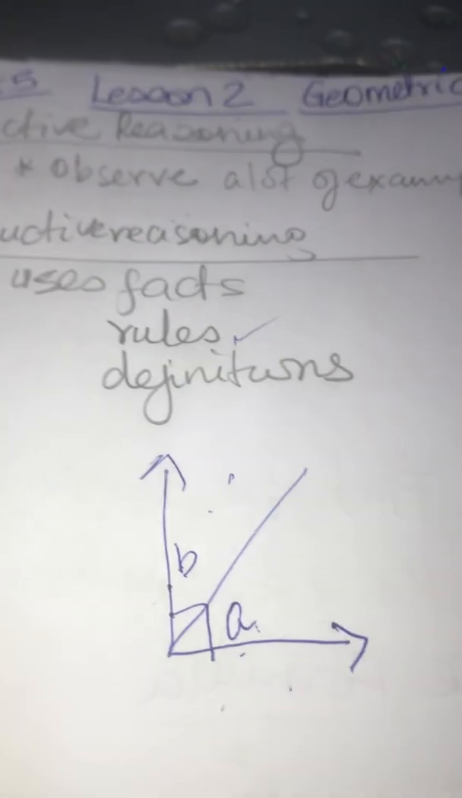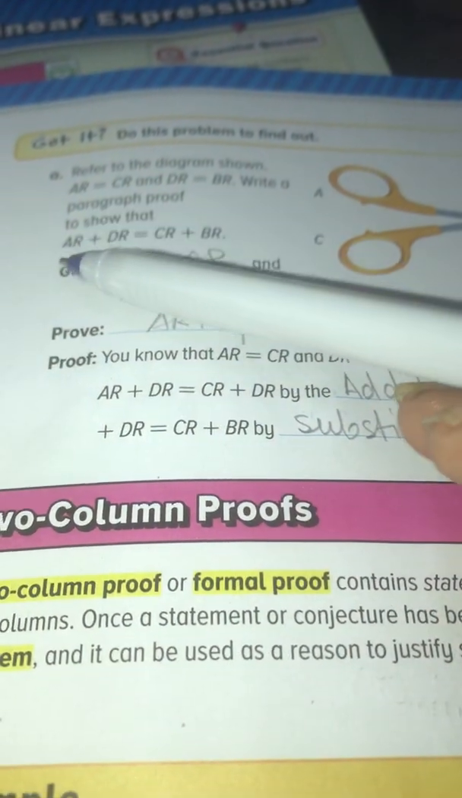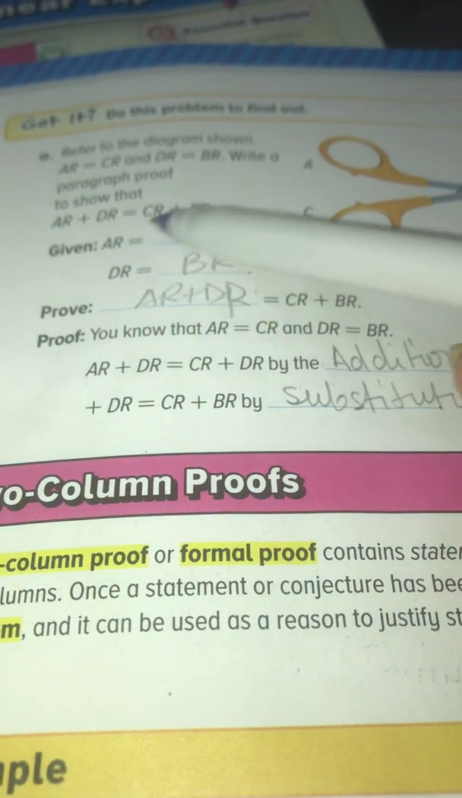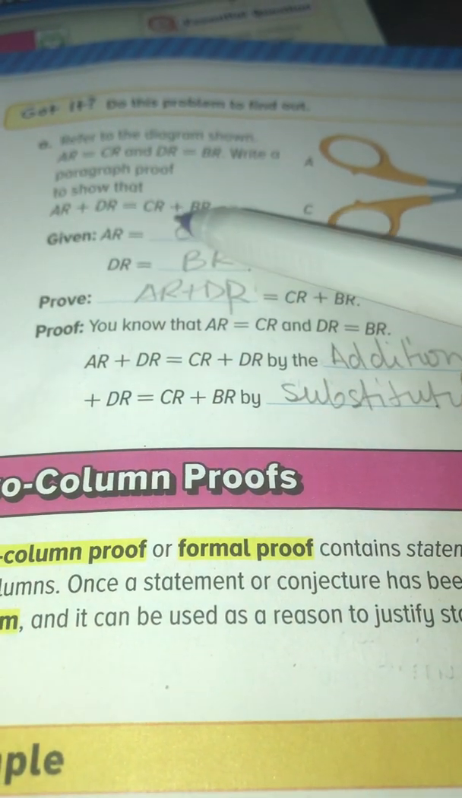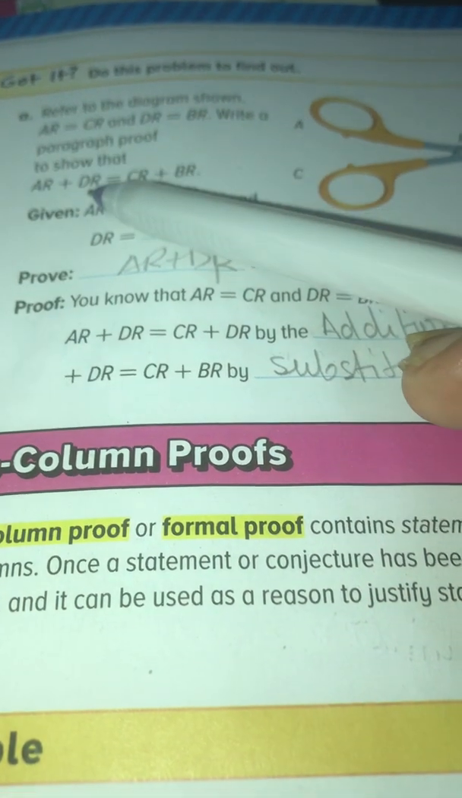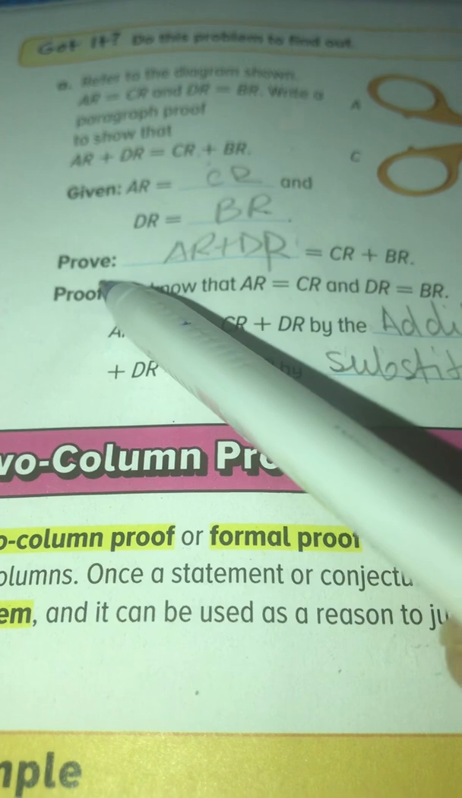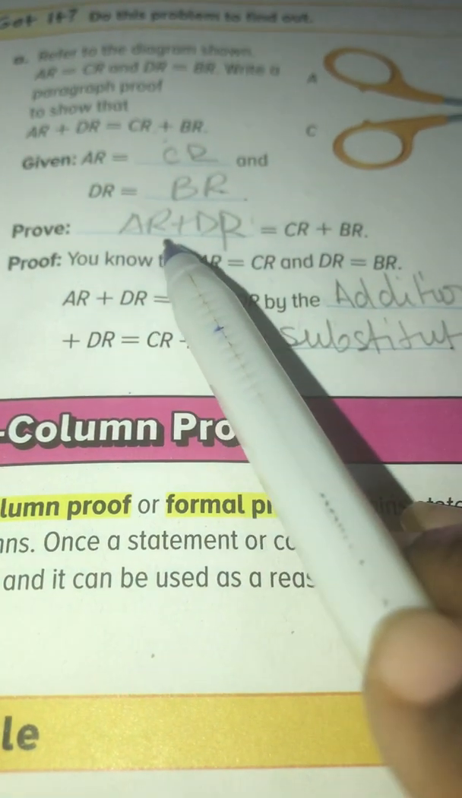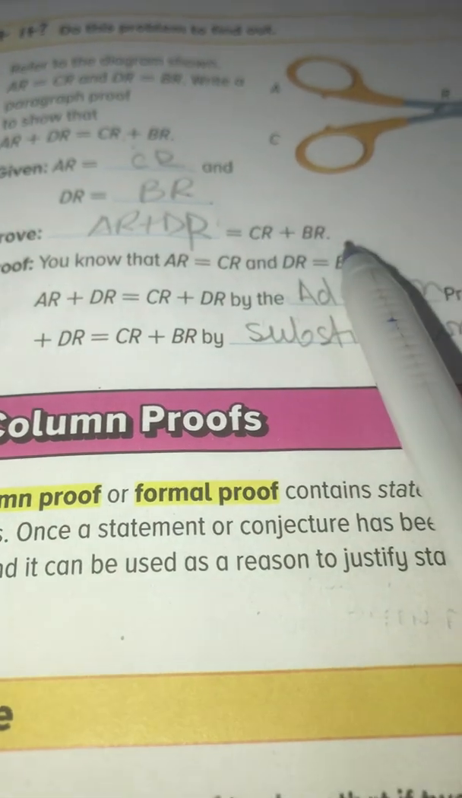Okay? So I'm going to do example A. They said AR plus DR equals CR plus BR. So that means AR is the same as CR and DR will be the same as BR. So you see? I want to prove this, so I will do AR plus DR. I should get the same number as CR plus BR.